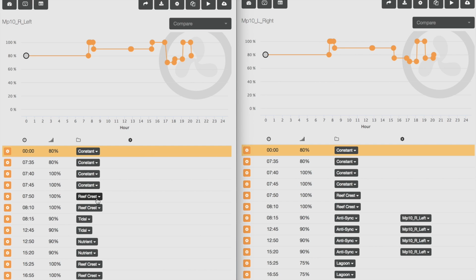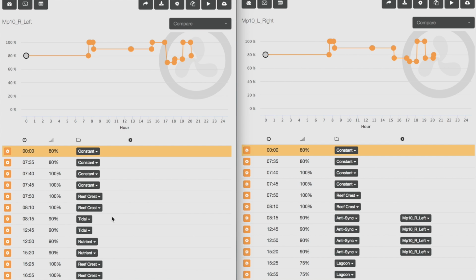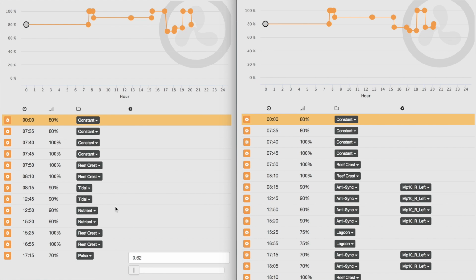Then I have both pumps for about 20 minutes running on reef crest. And reef crest is a random mode where it says 100% power, but actually what reef crest is doing is randomizing the speed of the pump anywhere between 0 and 100%. So on average, the pump is going to be at about 50% during this period. I then go through a tidal period called tidal swell. It's a specific program developed for the Ecotech Vortech pumps, and it's a 2.5 hour period where the pump is on average running at 90%.